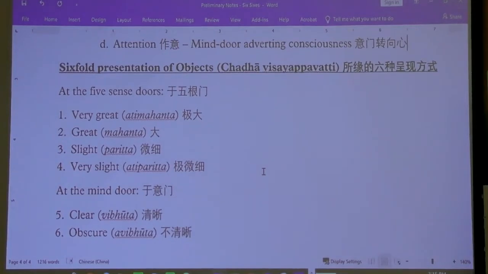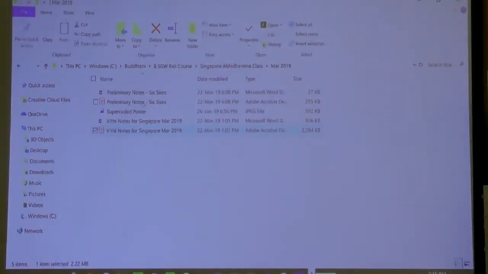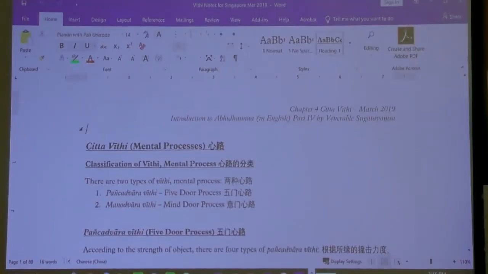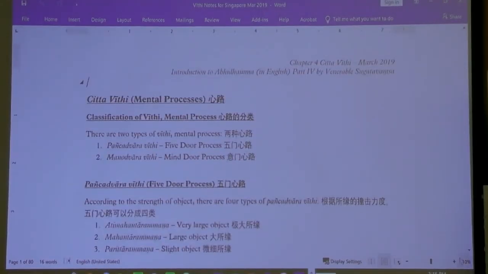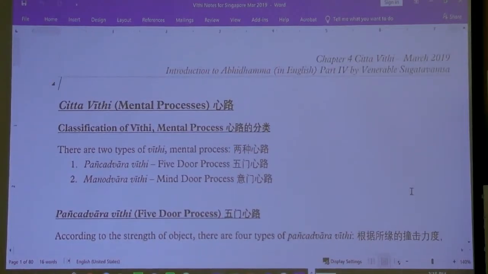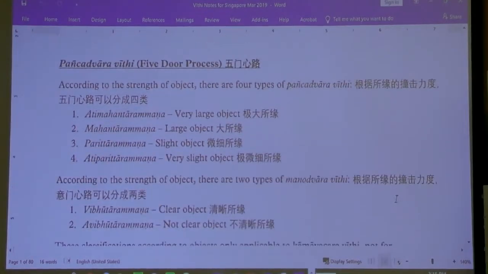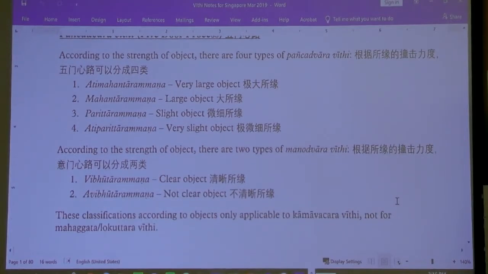There are 2 types of mental process: Pancadvara process and Manodvara process. Now, do you remember? No? Okay. About the Pancadvara process, according to the strength of the object, there are 4 types. Now you know: very large object, large object, slight object, or very slight object. According to the strength of the object, there are 2 types of Manodvara process: Vibhutarammana, clear, and Avibhutarammana, not clear.